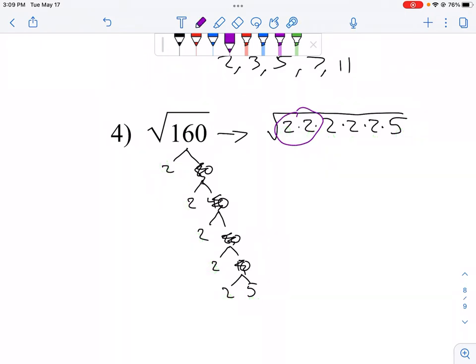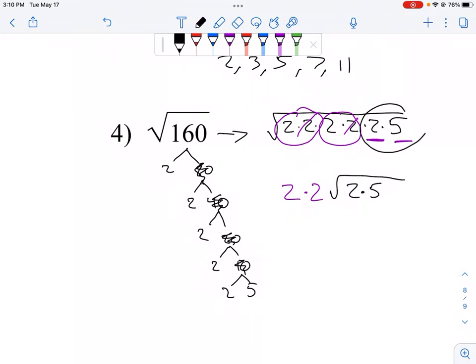Square root means we're looking for groups of 2. I have 2 groups of 2. This 2 and this 5 cannot partner up because they're not the same number. So one gets taken out, one moves outside. One gets taken out, one moves outside. My square root 2 and my square root 5 did not have partners, so they are staying inside. And now I'm going to multiply. So 2 times 2 is 4, and 2 times 5 is 10.